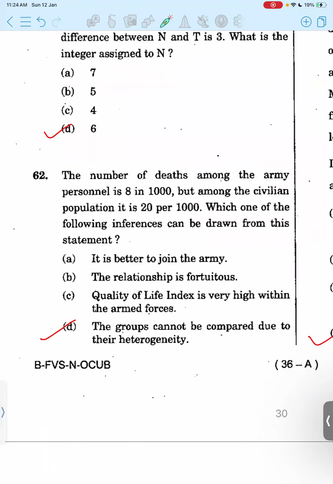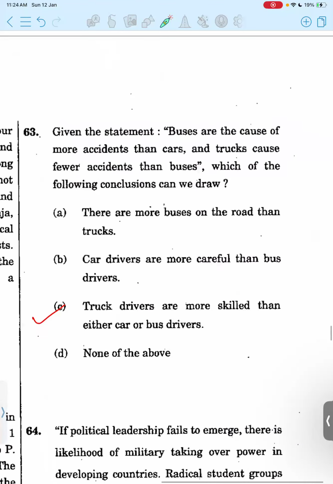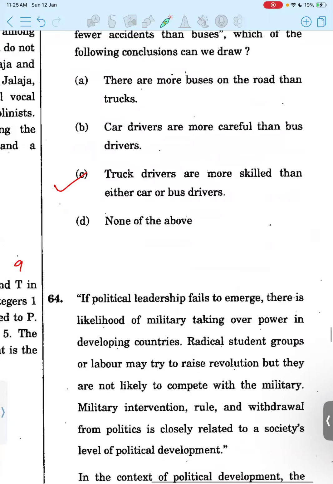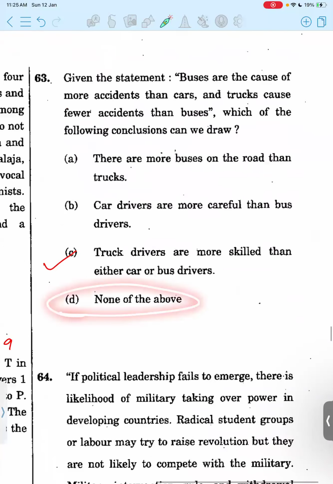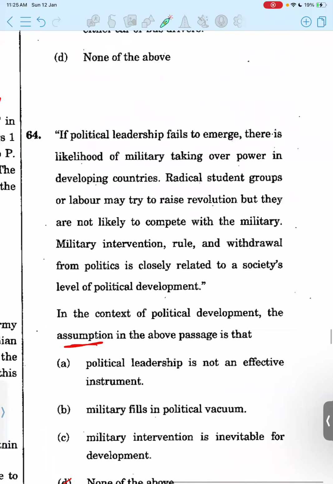Now here again, the number of deaths among army personnel is 8 in 1000. Among civilians, it's 20 per 1000. So what can be the inference drawn from this data? It should be option D. Option D. Now, buses are the cause of more accidents than cars, and trucks cause fewer accidents than buses. So the conclusion can be that truck drivers are more skilled than either the car or the bus drivers. Option D. Option D? Yes, Mansi. Okay, this was a little confusing, so option D is correct.